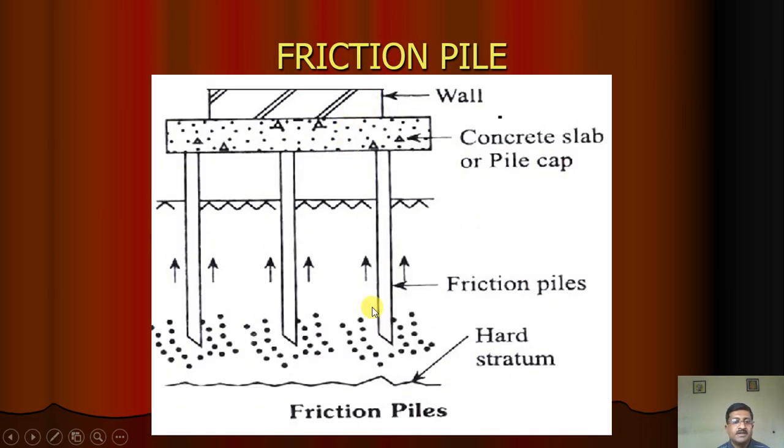Friction pile: you can see when the hard stratum is at a great depth, these are the friction piles. The friction between this contact area of soil and pile is going to take the load from the superstructure. So these are called the friction piles.